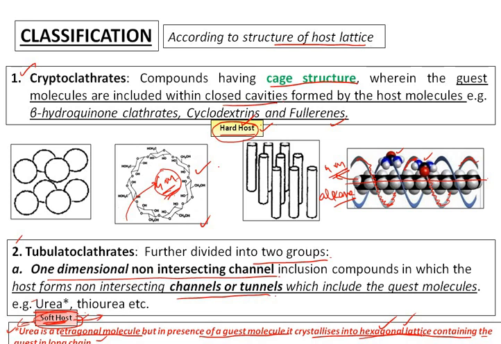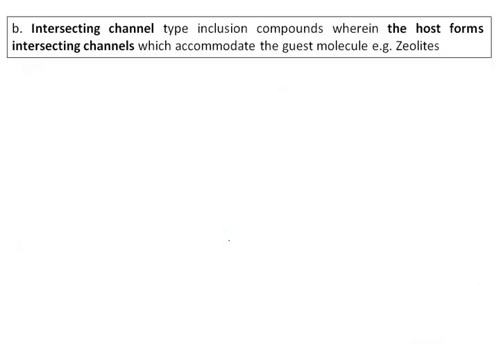Okay. So the second category of tubulato clathrates: the first part was one-dimensional non-intersecting channels, as I told you. The second part is intersecting channels. When the channels or the tubes are intersecting with each other, it comes under the second category, intersecting channel. And a very good example is zeolite.